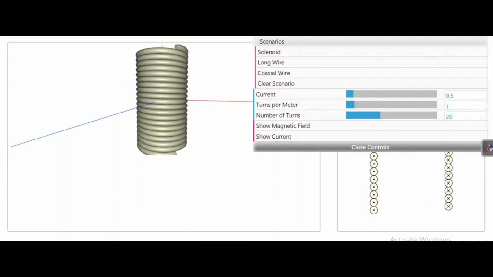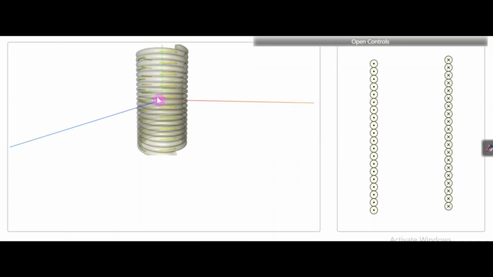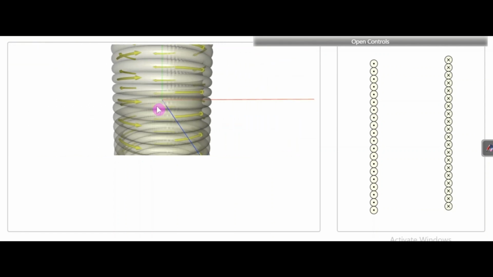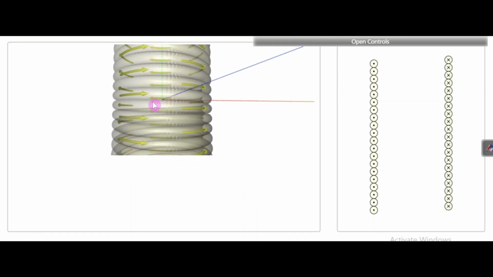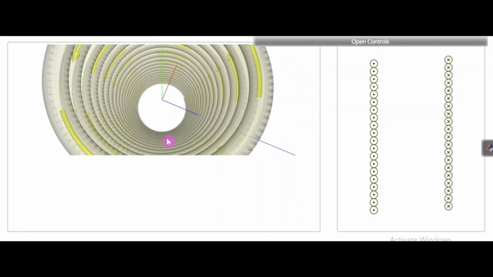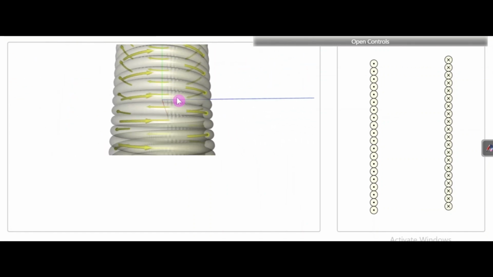So the direction of the current is given by this. Here, these arrows represent the direction of the current, the direction of the conventional current. Okay, so here is the direction of the conventional current in the conductor.